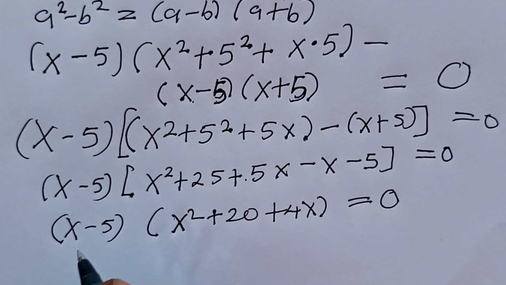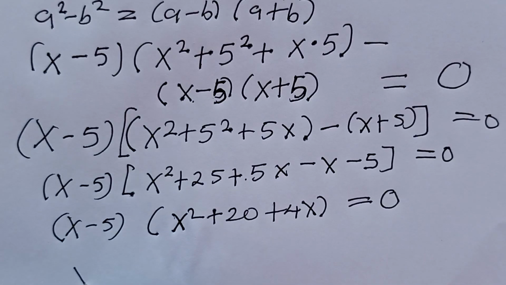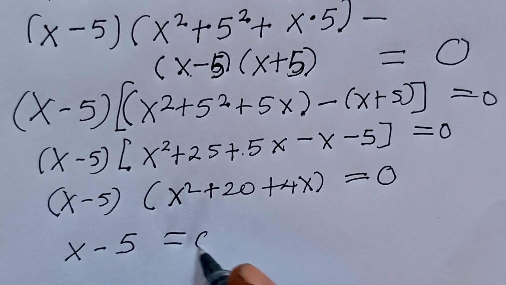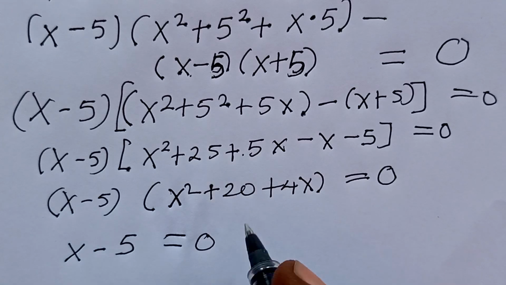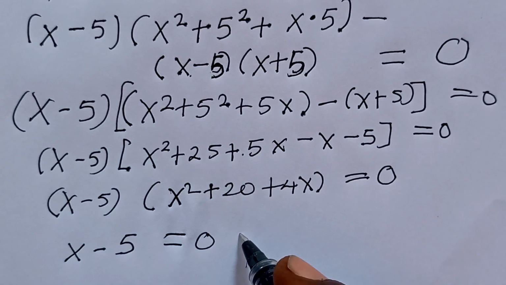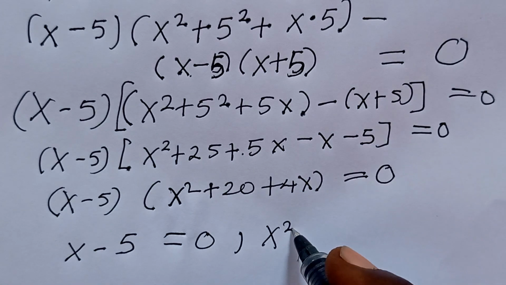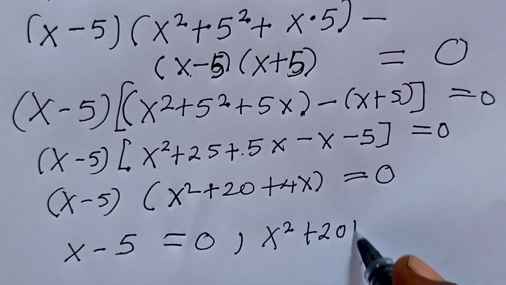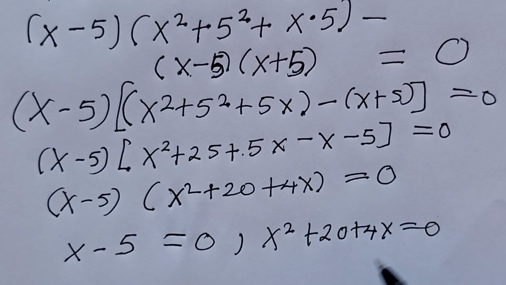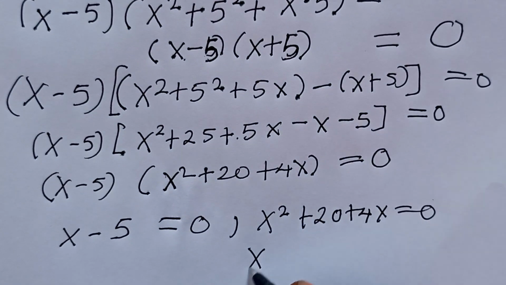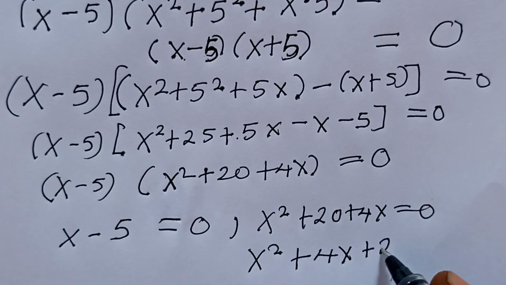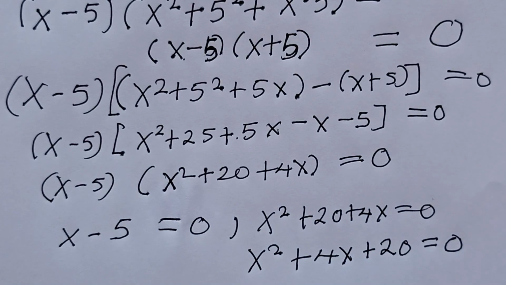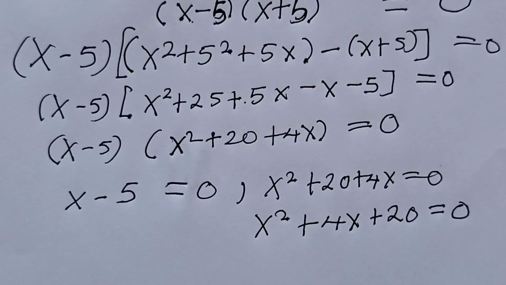So now that implies x minus 5 is going to be 0 for this particular one. Then for this other side, x squared plus 20 plus 4x equals 0. We can rewrite this as x squared plus 4x plus 20 equals 0. So this is what we are having.